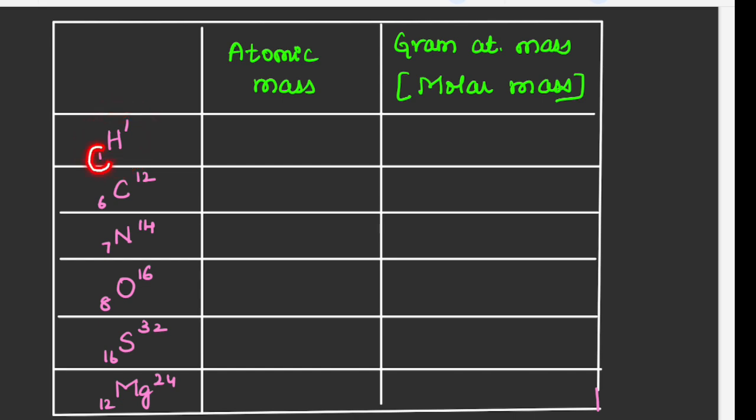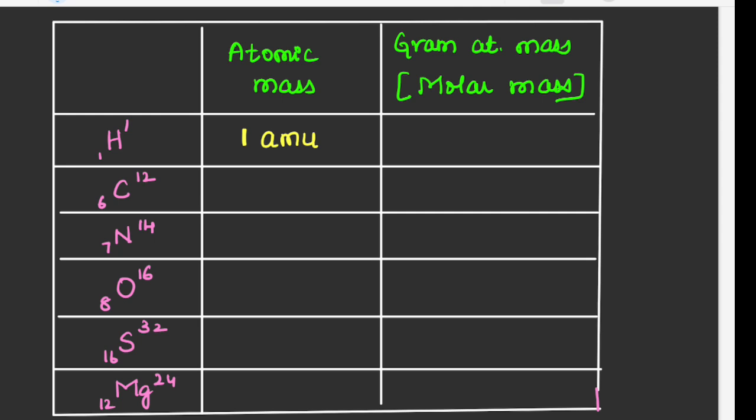The number which is below here is called the atomic number, and the number which is above here is called the mass number. The mass number will give you the information about the atomic mass. So here what is the mass number present? 1. So that 1 you have to write here. And what is the unit you are going to write? You can write AMU or you can write it as U. Both are the same. So the answer is 1 AMU.